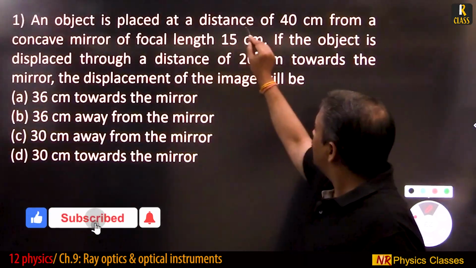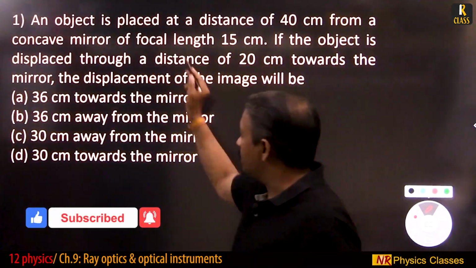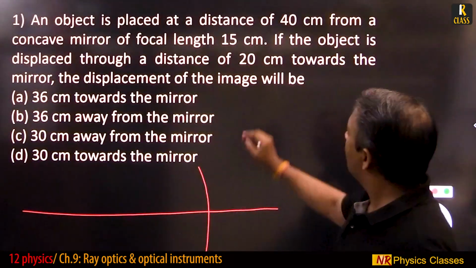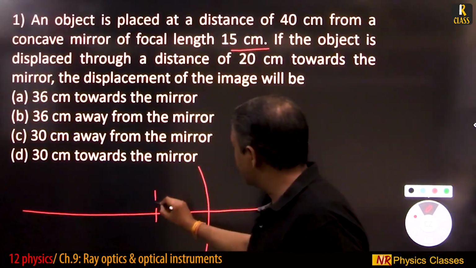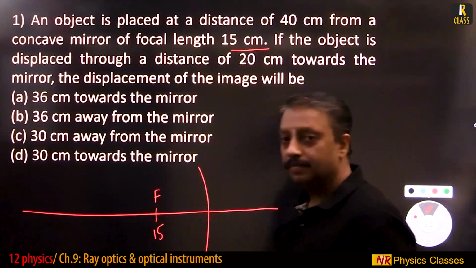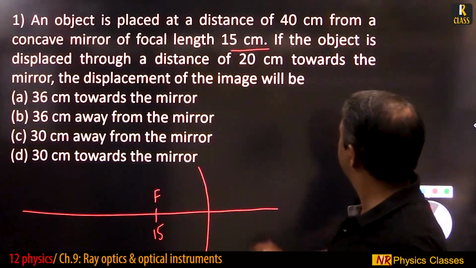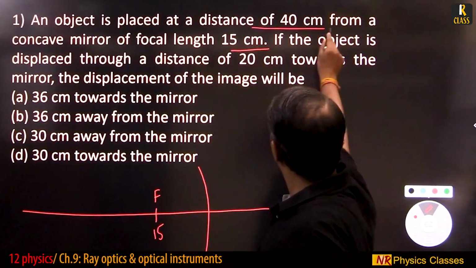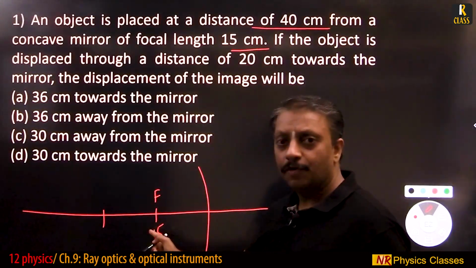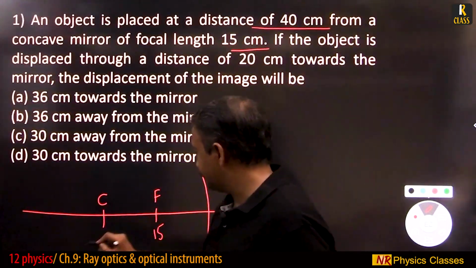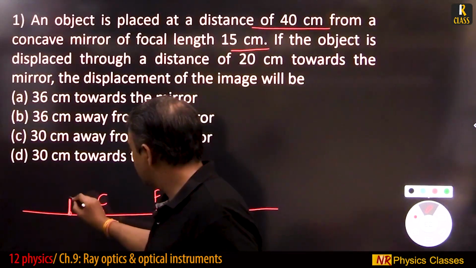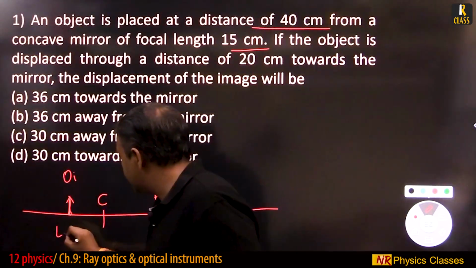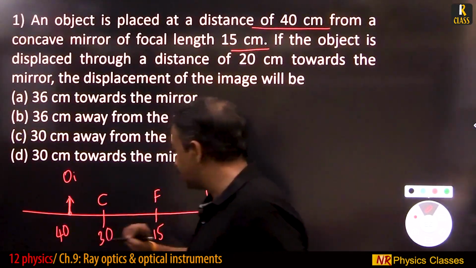An object is placed at a distance of 40 cm from a concave mirror. So this is the concave mirror, and this is the principal axis. The focal length is 15 cm, so this is the focus, 15 cm from the pole. The object distance is 40 cm. This is the focal length, and this is the center of curvature. Here is the object, at its initial position, at a distance of 40 cm. The center of curvature is at 30 cm.